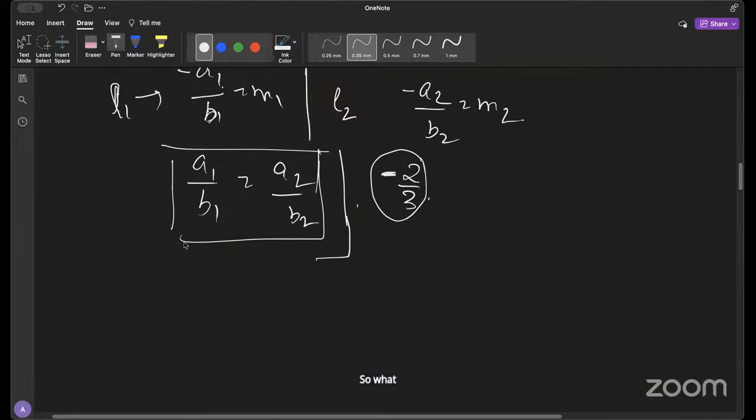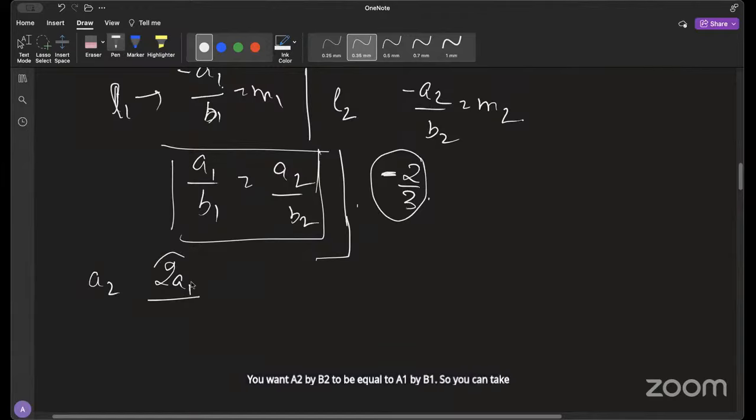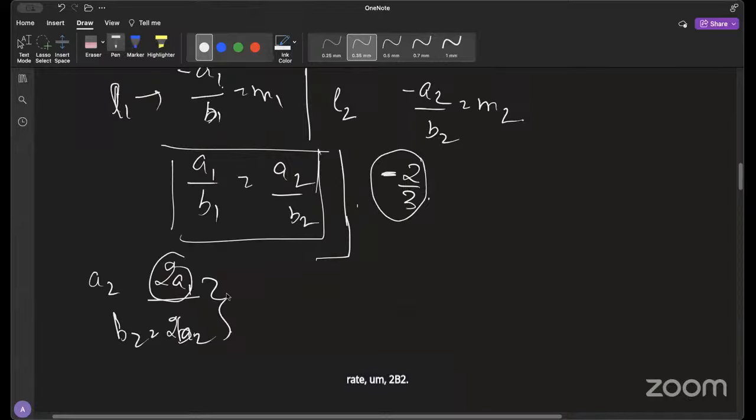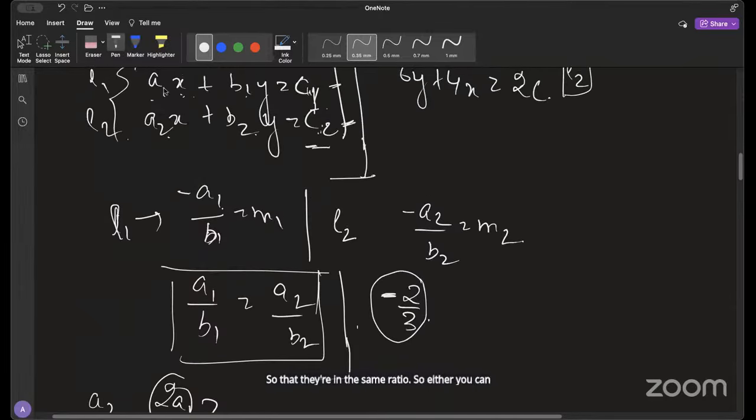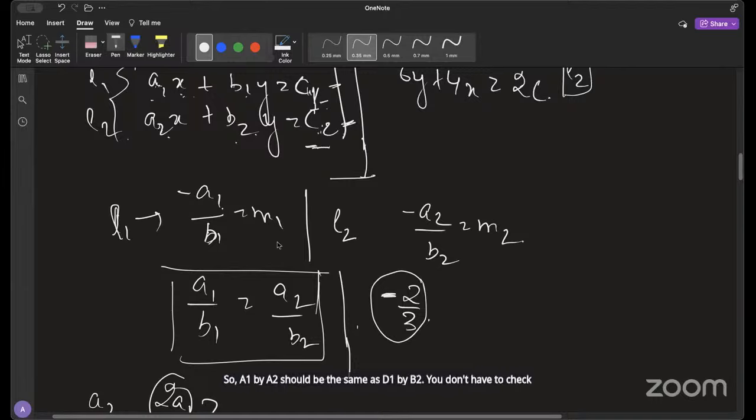So what you do here is, let's just take 2a1. You want a2 by b2 to be equal to a1 by b1. So you can take a2 to be 2a1 and b2 to be 2b1 actually, so that they are in the same ratio. Either you can check the ratios directly, that a1 by a2 should be the same as b1 by b2, or you can check if the slopes are equal.